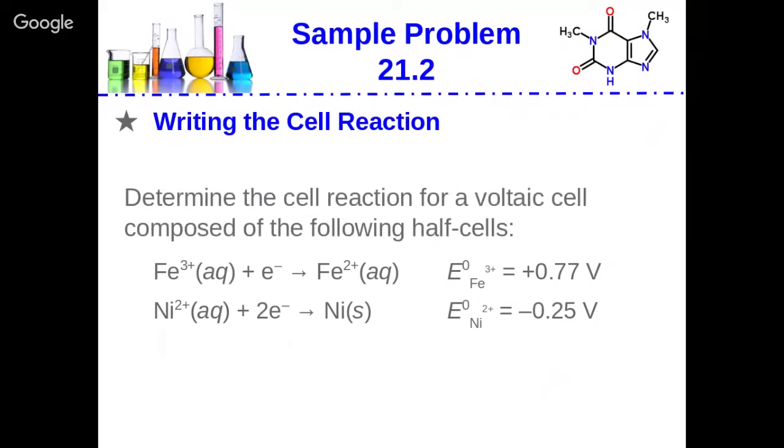So let's talk about sample problem 21.2, where we're going to write the cell reaction. We're going to determine the cell reaction for the voltaic cell composed of the following half cells. So we have iron and nickel. Notice how they're both written as reductions, because that's how we're going to get them off that chart.